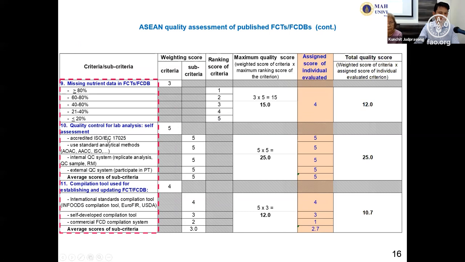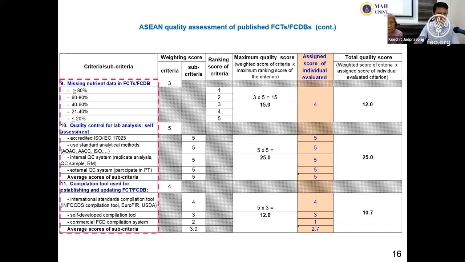And number 10 is the quality control for the lab analysis. As I mentioned to you, for this criterion we need to use self-assessment, because the evaluator may not know the quality in the laboratory. For example, whether the laboratory is already accredited to ISO 17025 or not, using a standard analytical method or not, using internal quality control or not. So this is the important part for the analysis.